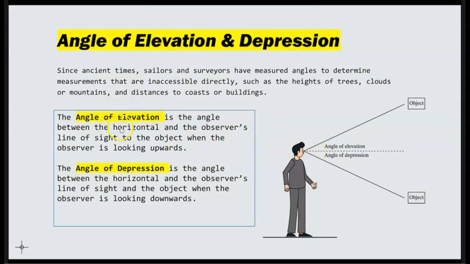So first off, when we refer to angle of elevation, this is the angle between the horizontal and the observer's line of sight to the object when the observer is looking upwards. Ergo, you will have a horizontal line, which is the observer's point of view. Angle of elevation means you're looking upwards towards the object, whereas with angles of depression, you are looking downwards towards the object.